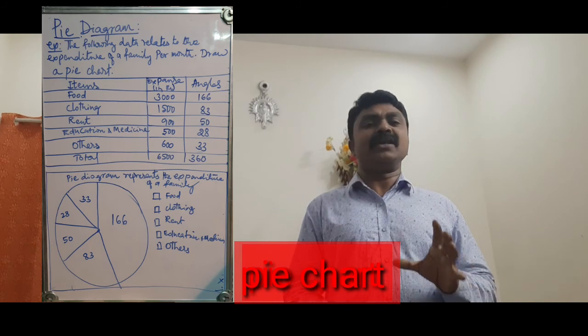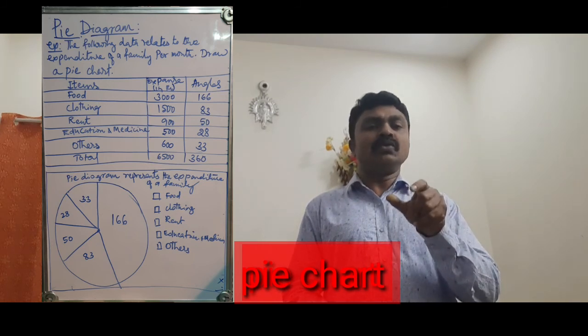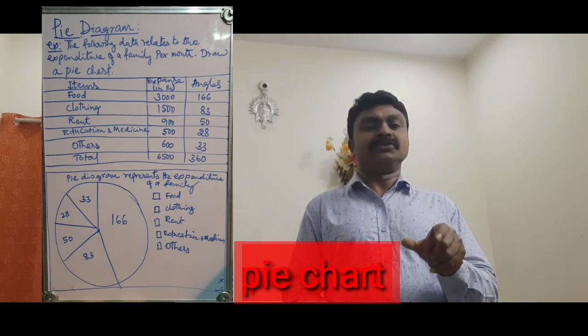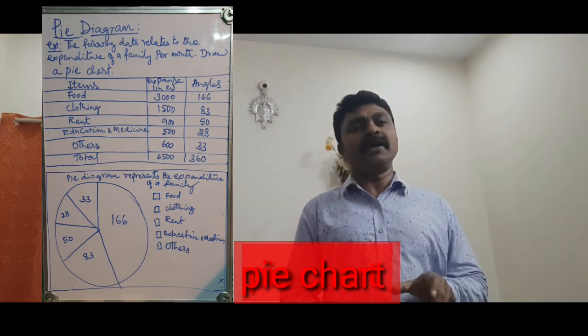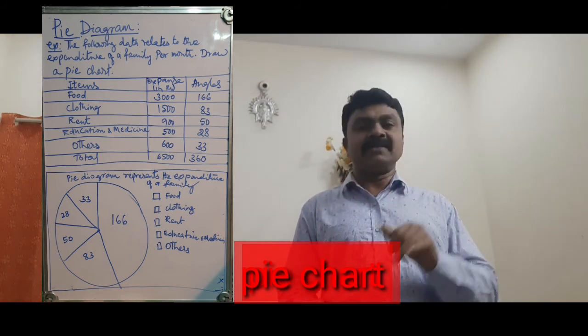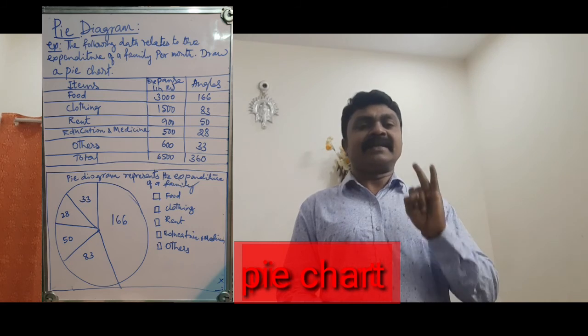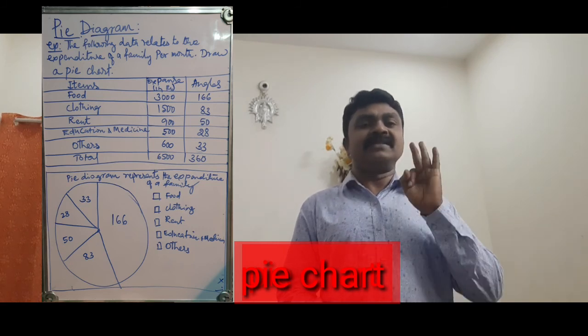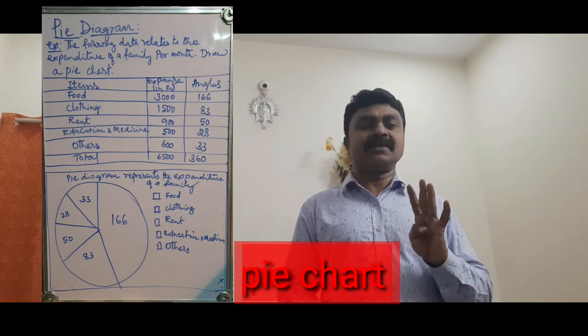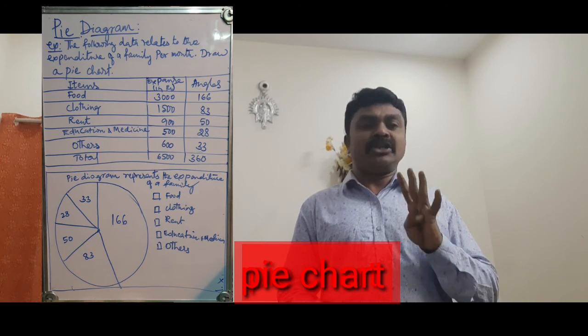This is something about two-way bar diagrams. Under that, we have classified four methods. Number one is rectangles, second is squares, third is circles, and fourth is the pie diagram or pie chart.